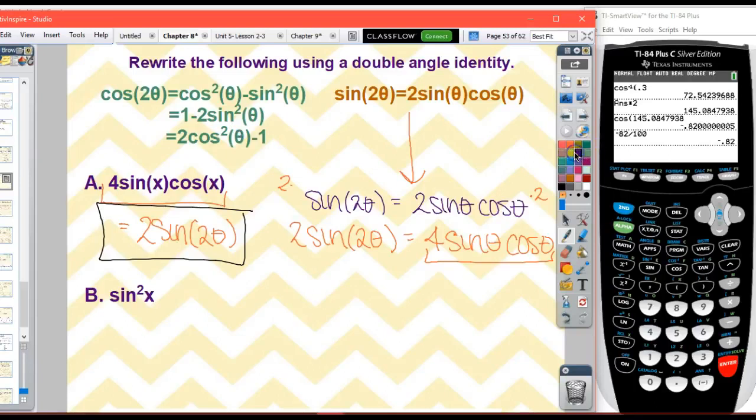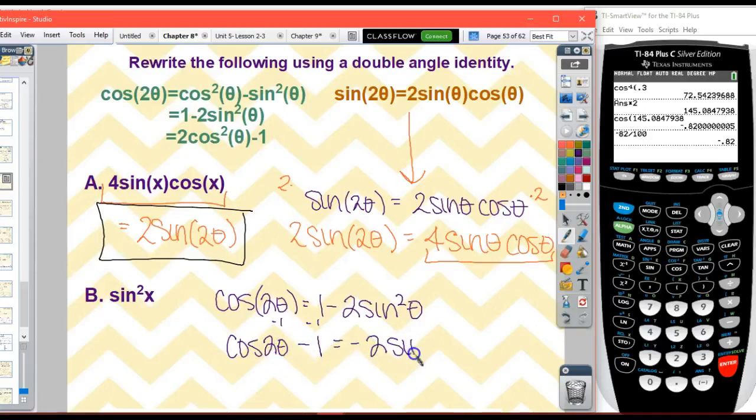So I'm going to go ahead and start with that identity, and I know that the cosine of 2 theta equals 1 minus 2 sine squared of theta. And so I want to rewrite this using a double angle identity. So to solve for sine squared, I'm going to first subtract 1. So I'll have the cosine of 2 theta minus 1 equals negative 2 sine squared theta.